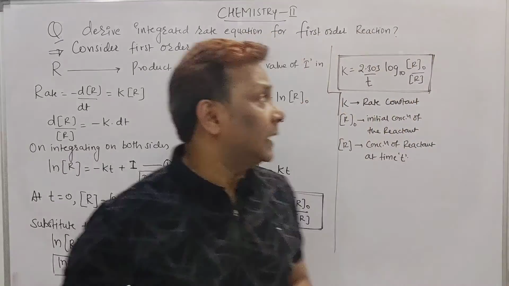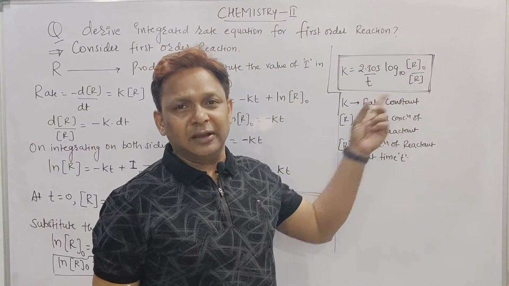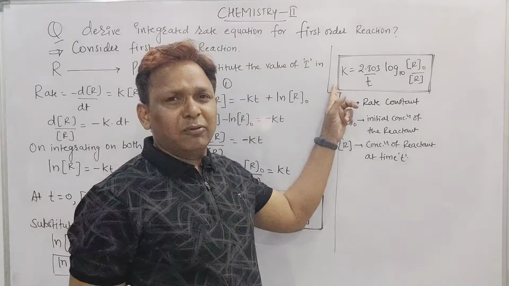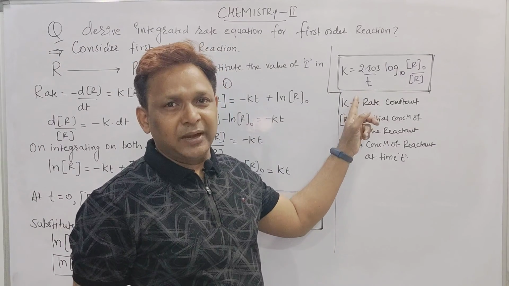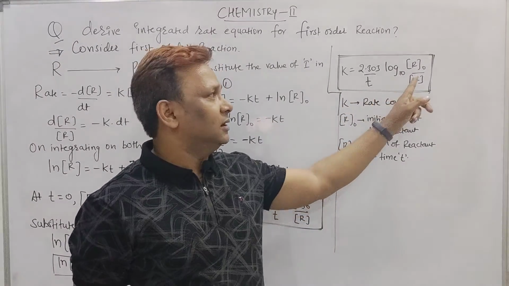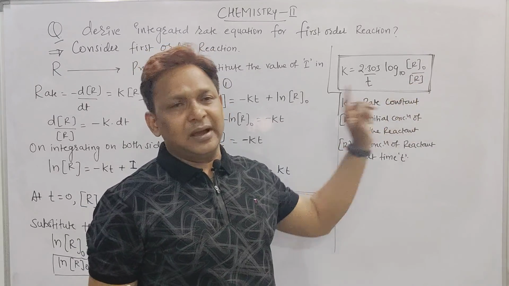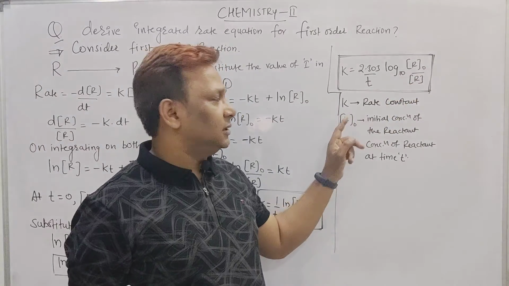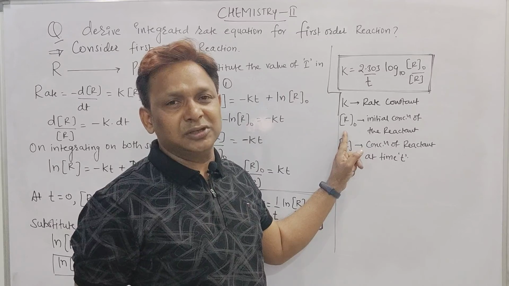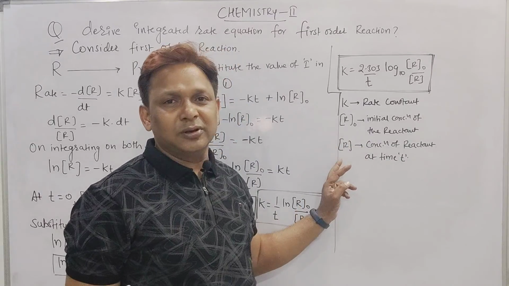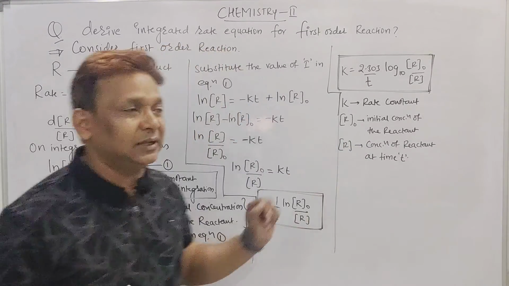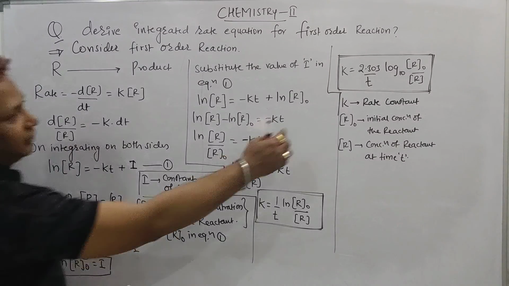First, if you write this equation completely, you will get 1 mark. k equal to 2.303 by t into log to the base 10 concentration of R naught by R. k is the rate constant, R naught is the initial concentration of the reactant, R is the concentration of the reactant at time t. Right? Here, for this, 1 mark.